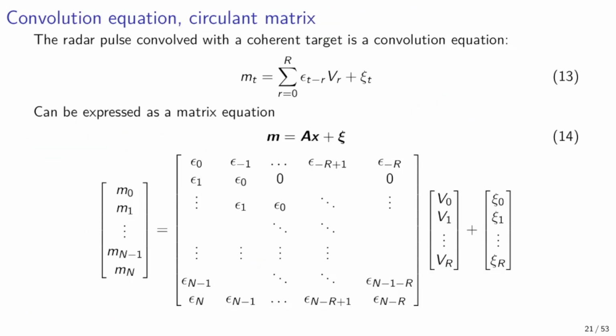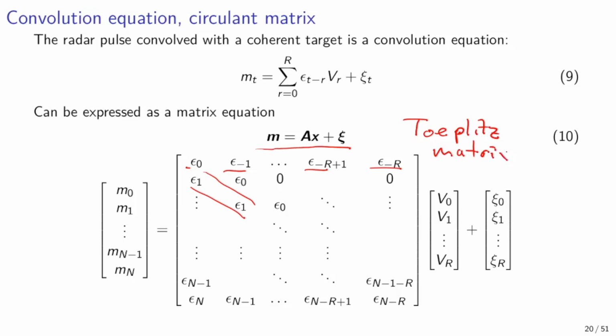Let us now study the more general case for a coherent radar target, which is defined by the convolution equation shown in equation 13. The convolution equation is a linear equation which can be expressed in matrix form. The matrix A contains range-delayed elements of the transmitted signal. The matrix is diagonally symmetric. This type of a matrix is called a Toeplitz matrix. Or in some cases, a circulant matrix.